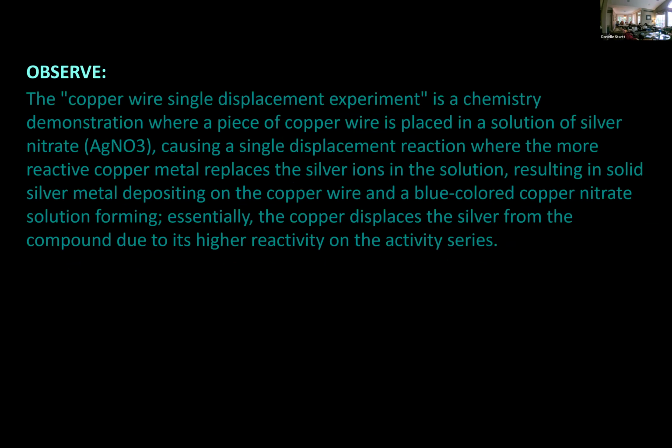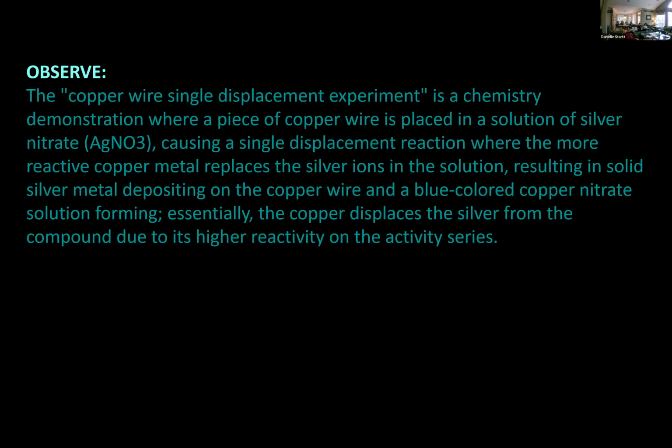Not quite. Okay, so here's what we're going to observe. It has a name, the copper wire displacement experiment. It's a standard chemistry demonstration. We're going to stick this piece of copper wire in this solution. The solution is silver nitrate. So what's in it? Silver and what else? Nitrogen and what else? Very good. Oh, I love it.